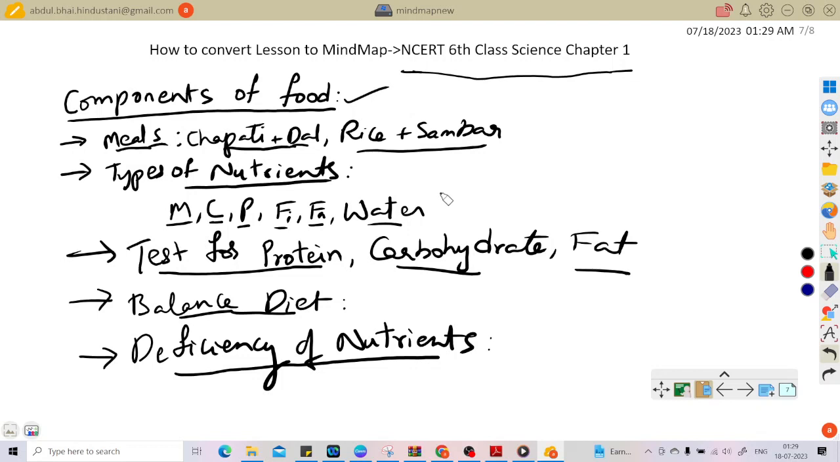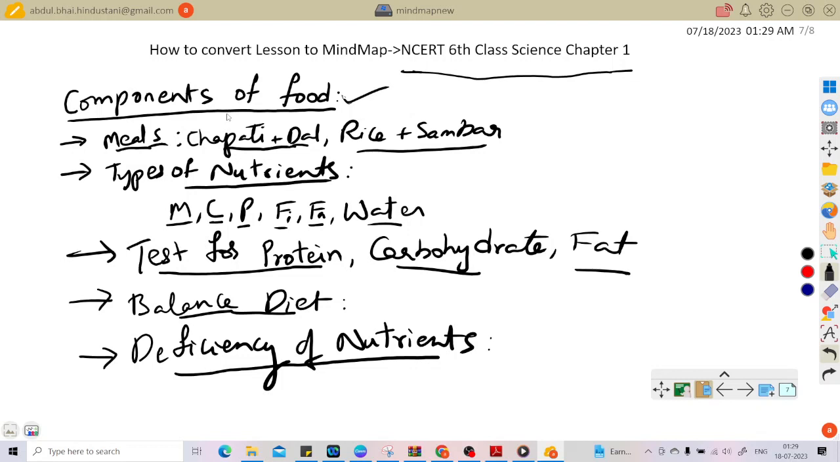Okay, so in the last video, we saw that I selected the NCERT science textbook for 6th class, chapter 1, and I explained the context of that particular chapter. Here, my goal is to convert that lesson into a mind map. But before that, I want to summarize what exactly is there in that particular chapter, right?